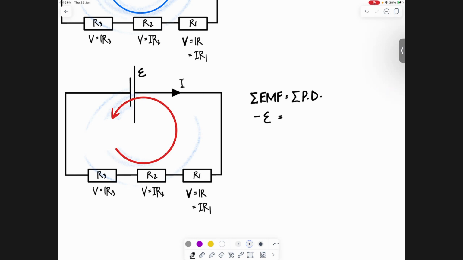What's the PD going to be here? This is interesting. As I keep going here, do I face my potential differences? Yes. But the problem is, the direction I'm going and the direction the current is coming, are they the same or opposite? Opposite. So can I take I as I or should I take it as minus I? It's going to be minus I. So here it will be minus I R1 plus minus I R2 plus minus I R3.